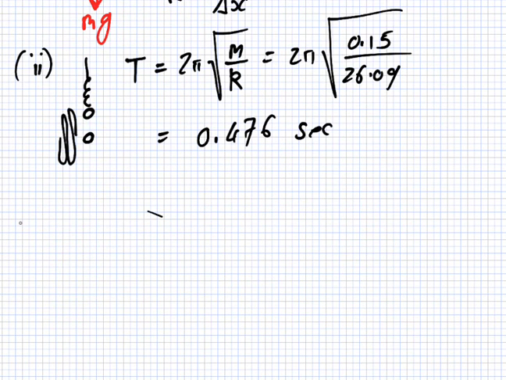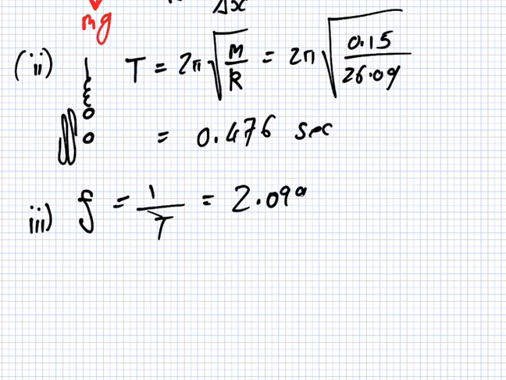Okay, can we go to the next part? Oh, so easy. If you remember the formula. What's the formula for frequency? 1 over T. And what's the unit? Hertz, per second. 2.099 hertz.